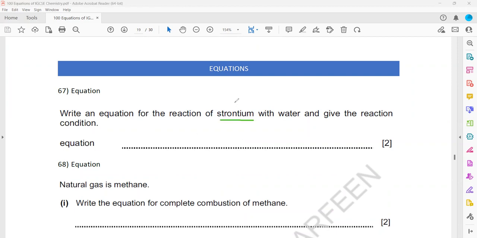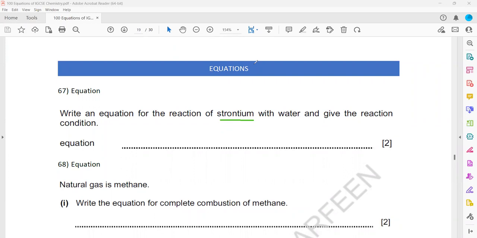Strontium belongs to which group? I think transition elements. No. Check the periodic table, because you have to write a formula equation. Strontium is a metal, it cannot be group 7. It is actually group 2. What about the condition?